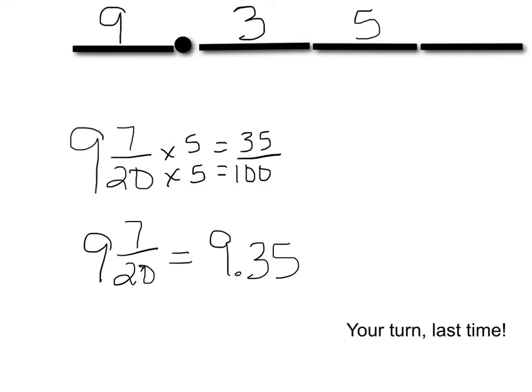Okay, did you get 9.35 as your new decimal? If so, you got it right. Let me know how you did.